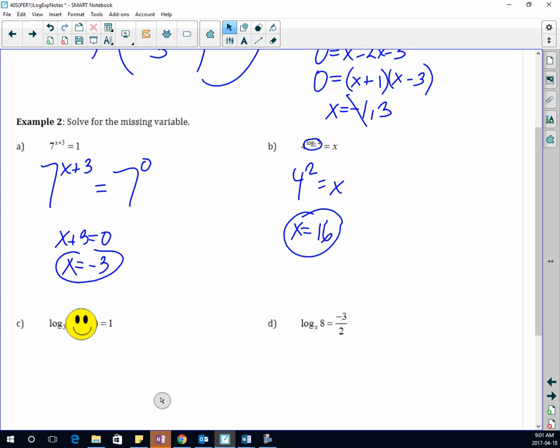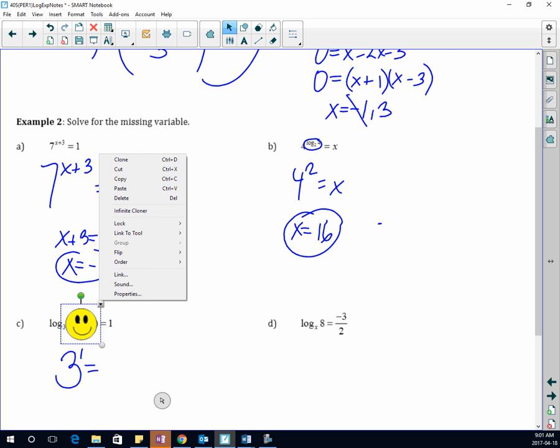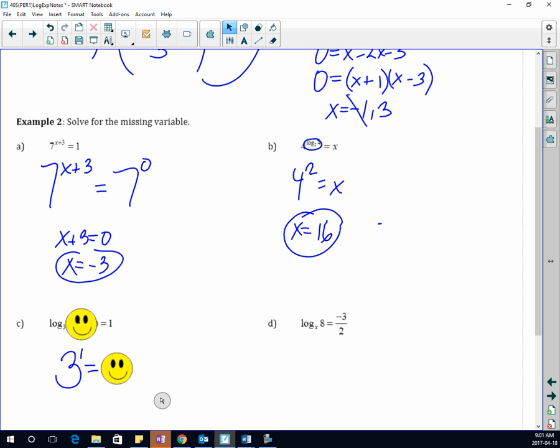Okay, there we go. What happens if this was log of happy face base 3? So yes, 3 to the power 1 would equal, I'm going to clone it, equals the happy face. Does everybody see? But obviously it's not a happy face. This is just supposed to be a mnemonic that you remember.